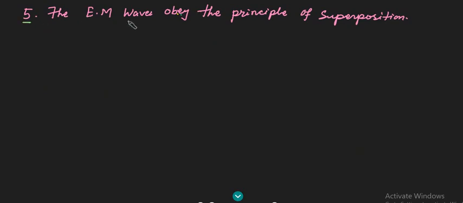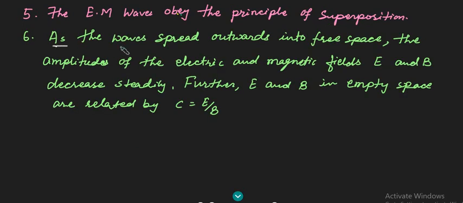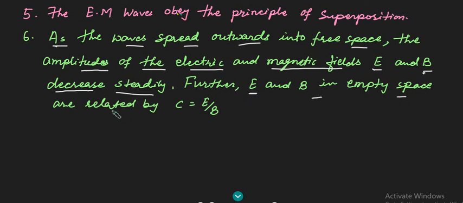Property number 5, EM waves obey the principle of superposition. Property number 6, as the waves spread outwards into free space, the amplitudes of the electric and magnetic fields, E and B, decrease steadily. E and B in empty space are related by the speed of light, c equal to E upon B, the ratio of E to B.